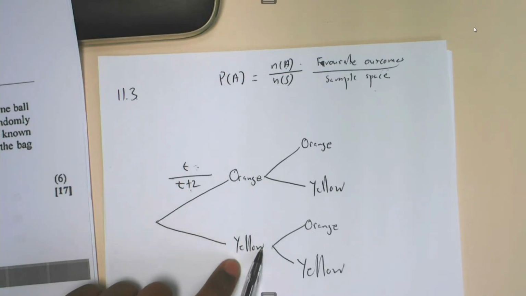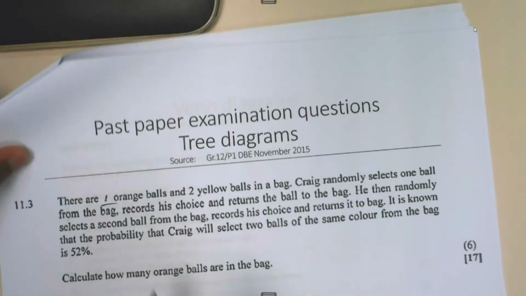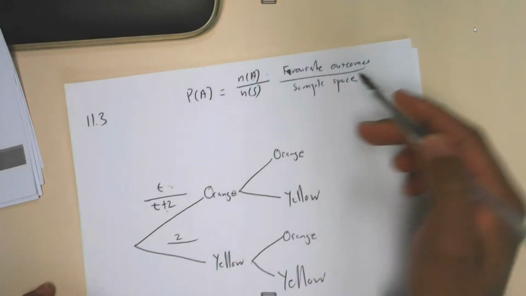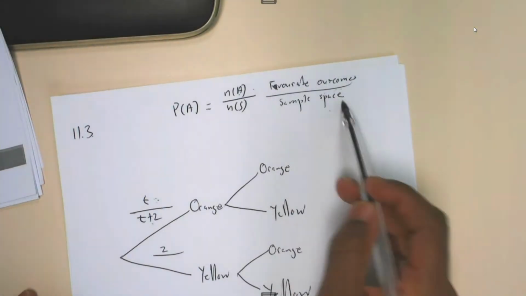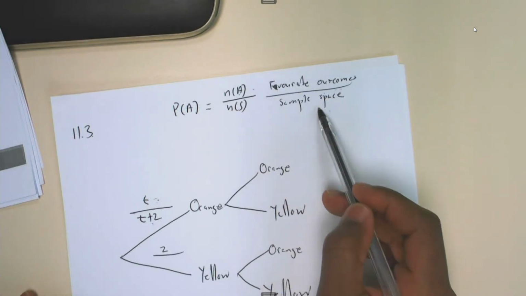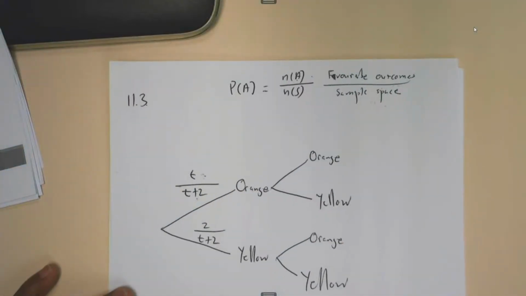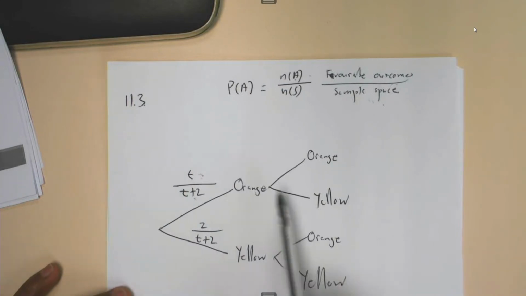Now what happens with the yellow balls? How many yellow balls are there? They clearly told us here we have 2 yellow balls. Okay, so we'll have 2 over. That's our favorable outcome. What's the sample space? The total number of balls in the bag. We have T plus 2. So we have the probabilities of our first 2 branches. Now we move on to the second branch.